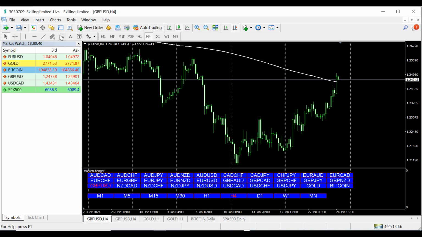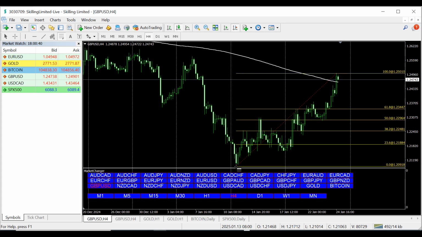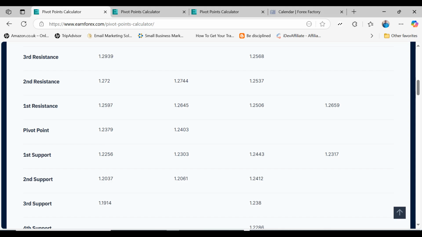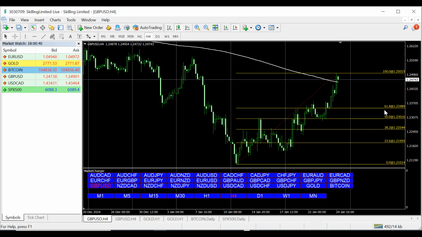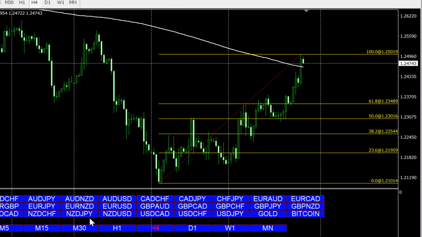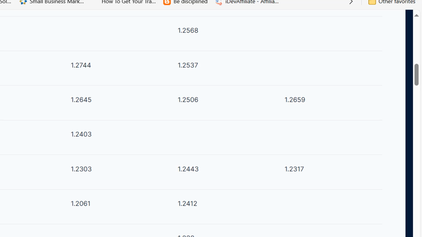So 2679. So plot this here. 2679 is somewhere. Wait a minute. 2379. Pardon me, I said 2679. So we have 2334. So 2379 should be somewhere here. But then support is 2256. So somewhere here. So we'll be looking at buying anywhere from 2256 to 2379.